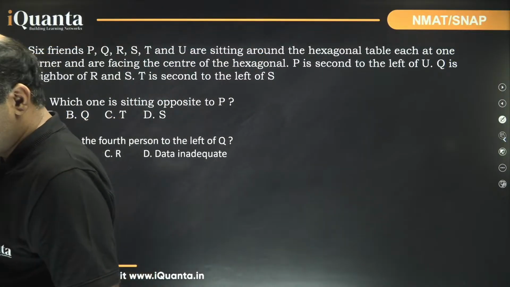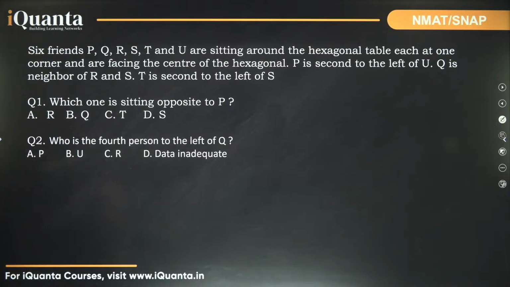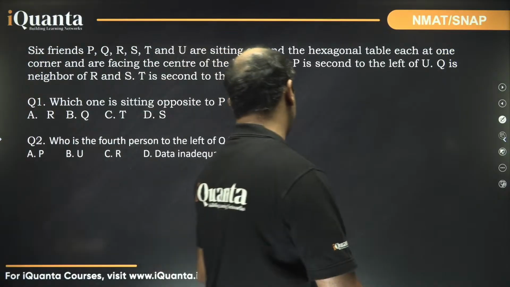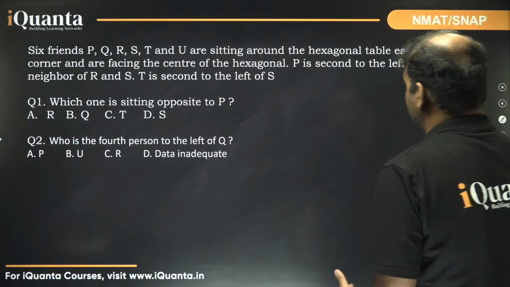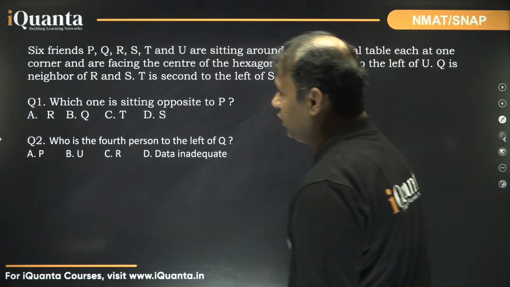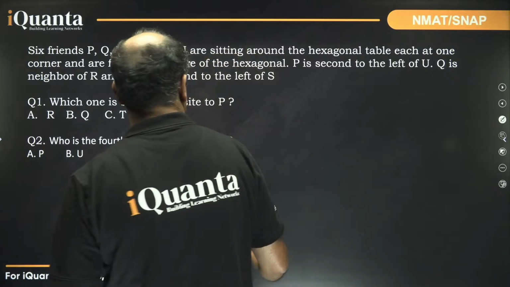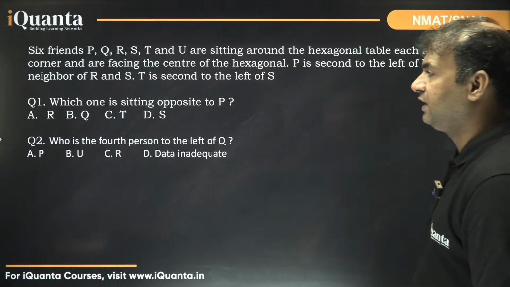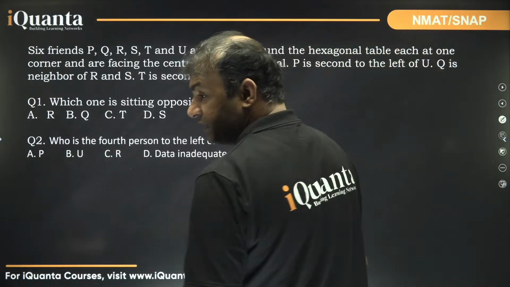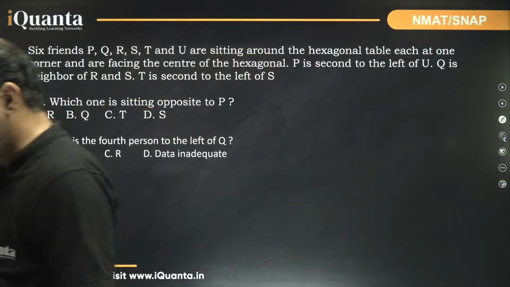So guys, would you like to try this? What do you say, everyone, or should I solve it for you? Okay, maybe I should solve this. So let's read the set. They are saying that there are 6 friends, P, Q, R, S, T, U, who are sitting around a hexagonal table, each at one corner and facing the center of the hexagon. P is second to the left of U, Q is a neighbor of R and S, T is second to the left of S. Guys, the set is very easy.